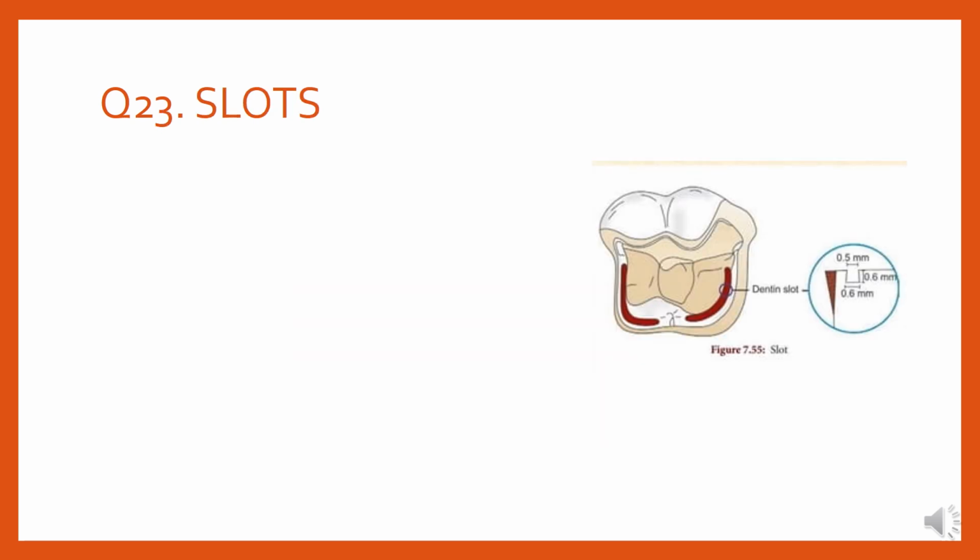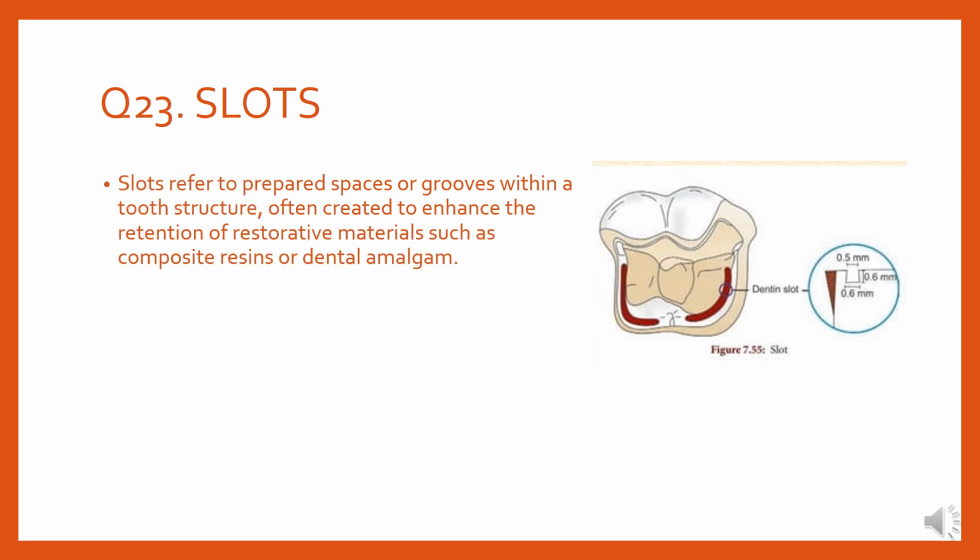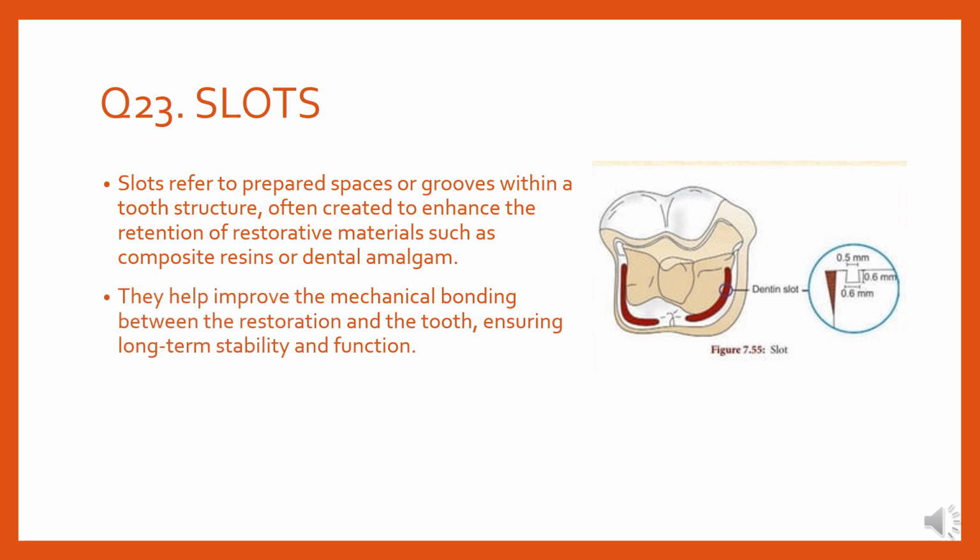Number 23 is slots. Slots refer to prepared spaces or grooves within a tooth structure, often created to enhance the retention of restorative materials such as dental amalgam. They help improve the mechanical bonding between the restoration and the tooth, and it is a secondary resistance and retentive feature.